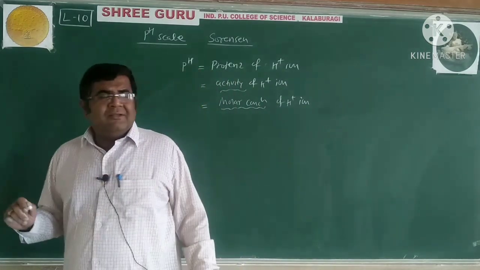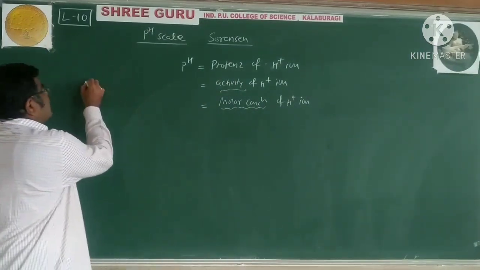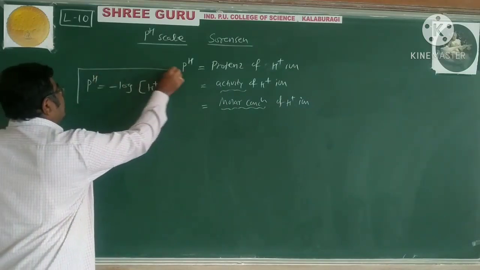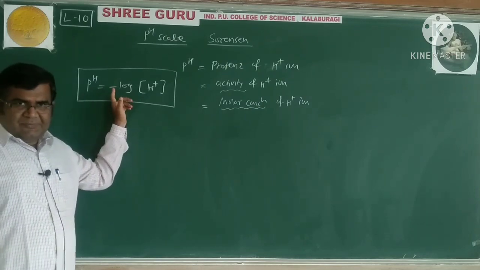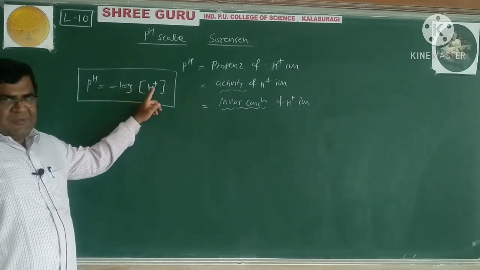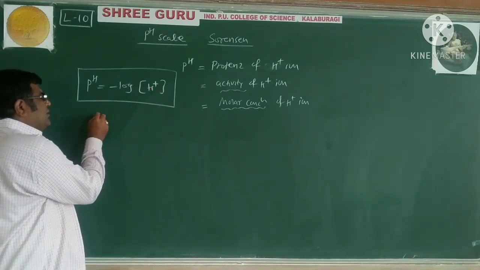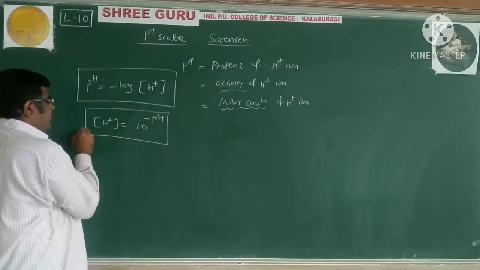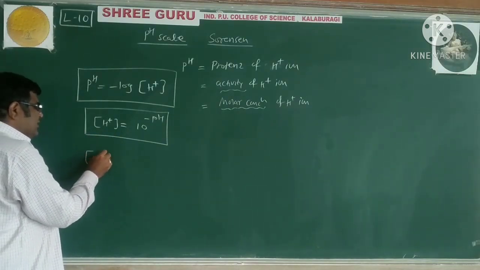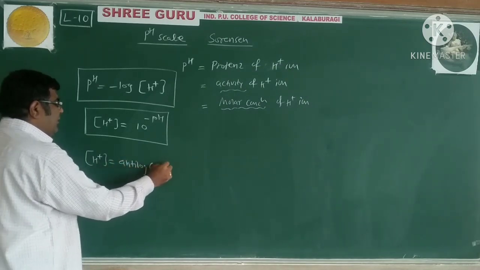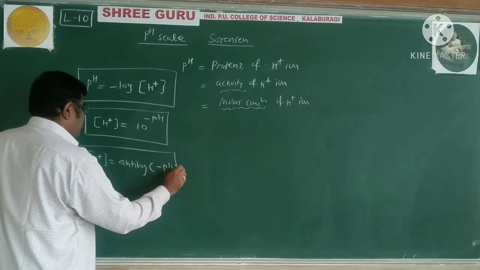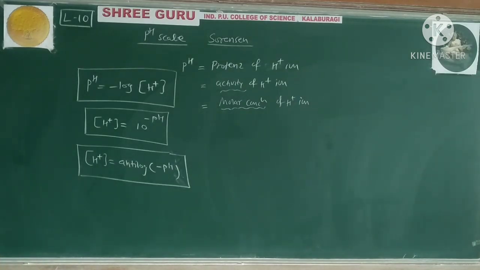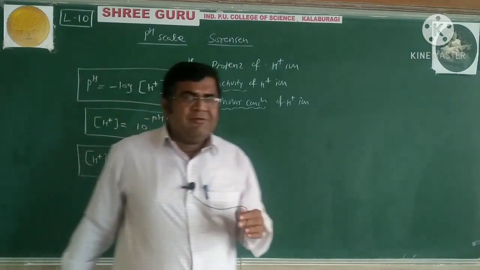So how did he make the scale? He made the scale depending on this formula: pH equals negative log of H plus ion concentration. Use this formula to calculate this. So there is a logarithmic relationship between pH and the H plus ion concentration. We can calculate H plus ion concentration by this formula, this will be 10 raised to minus pH, or we can calculate the H plus ion concentration by the formula antilog of minus pH. In this way, we can use these three formulas to calculate the pH or H plus ion concentration.